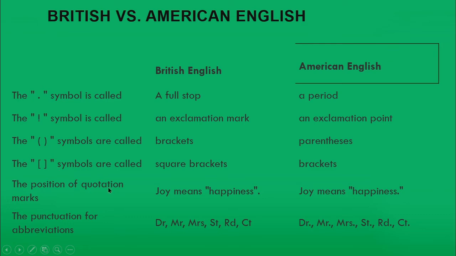The position of quotation marks. So you can see, joy means happiness. So this is quotation marks. Joy means happiness. Okay, so these are the uses of quotation marks. The punctuation for abbreviations. In British English, these abbreviations are used like this, without a dot or a period. But in American English, you have to put a dot and also a comma.